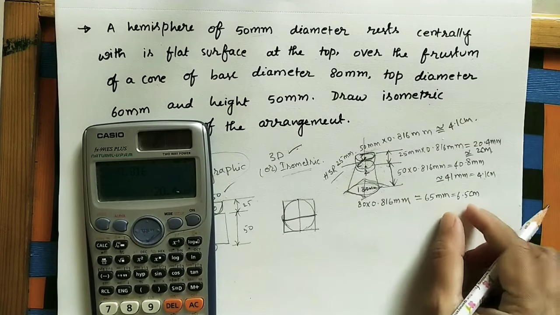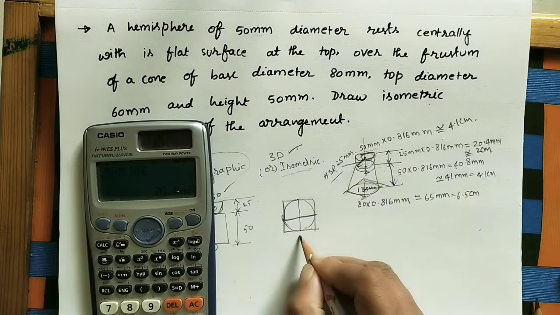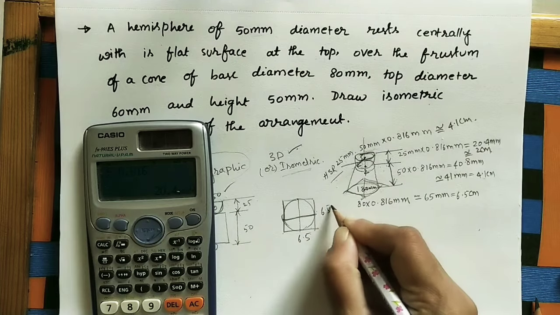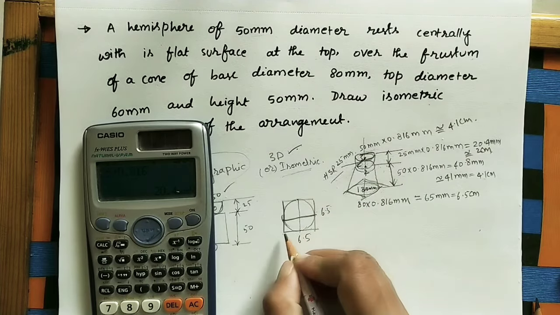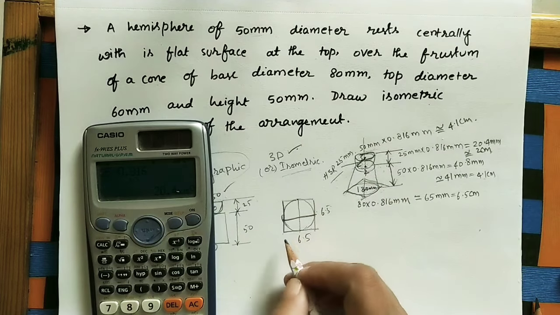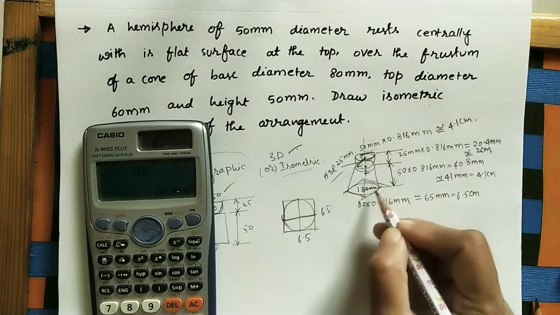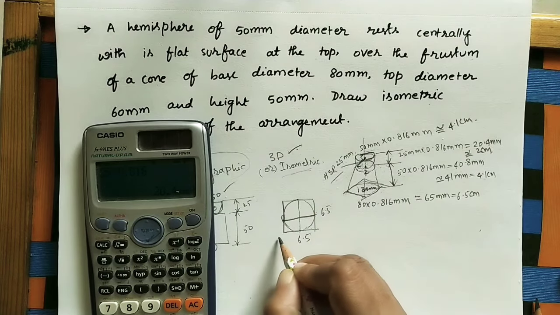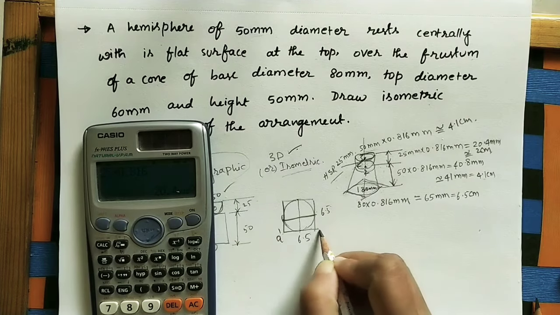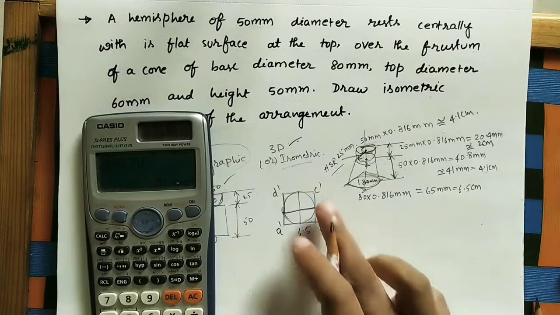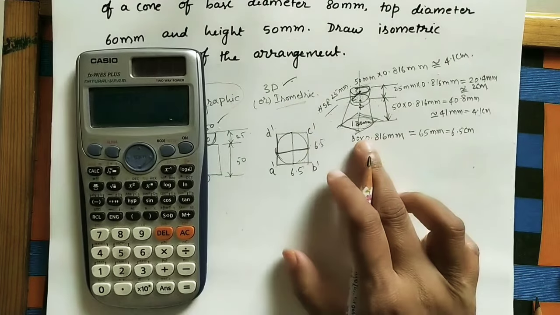We are taking this value. How much is it? 6.5 centimeters. This is 6.5 centimeters, this is 6.5 centimeters. Okay, let us mark the ends here. We can do the isometric view after that. So this square comes as a rhombus in isometric view. Now I am marking the names here: A dash, B dash, C dash, D dash, like that. Let us do this box initially in isometric view.